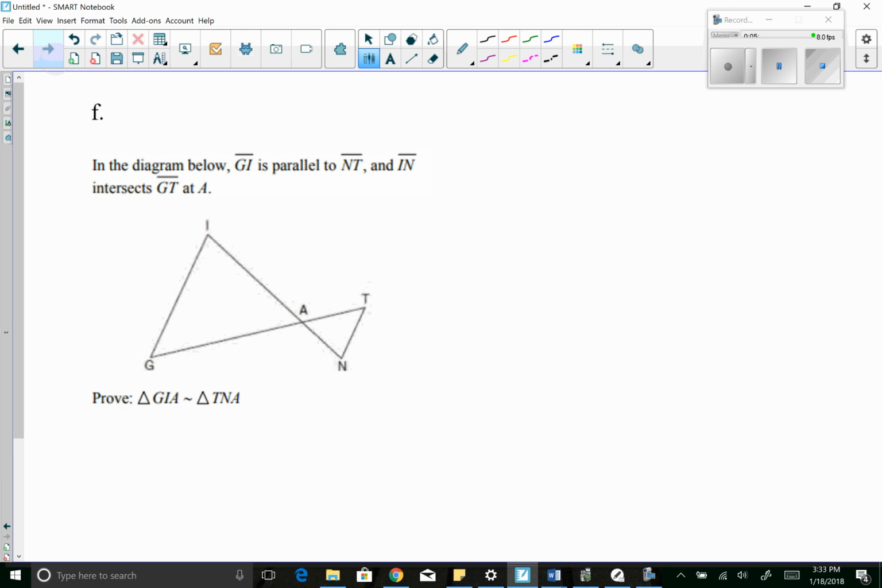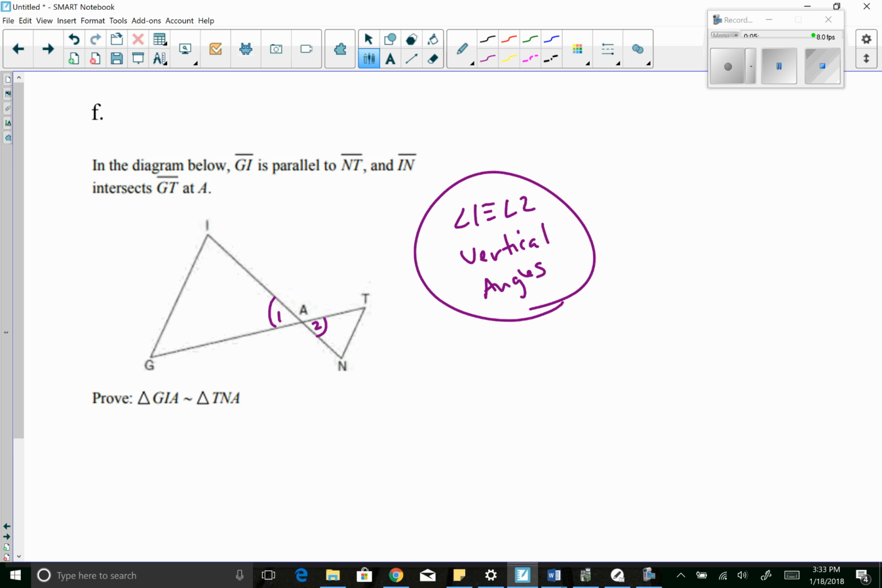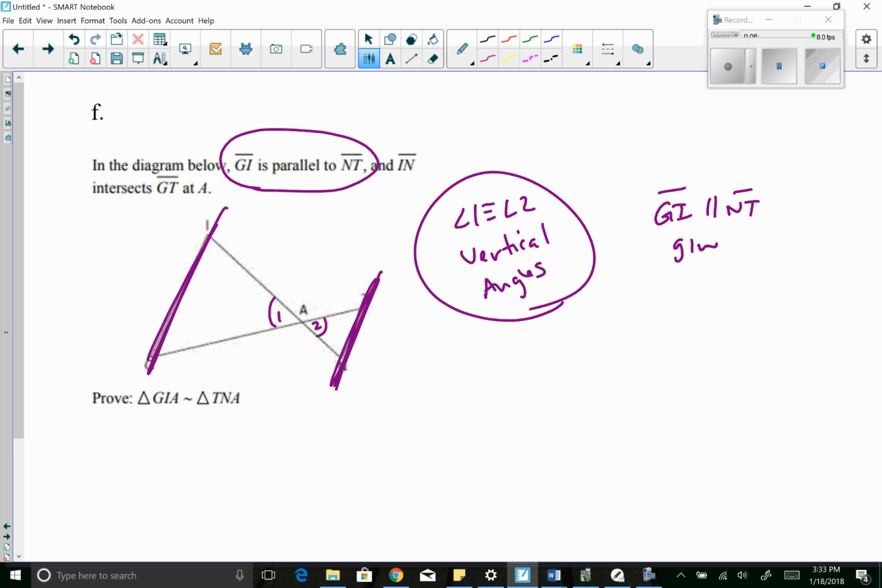F is the last question on the homework, and it's a natural proof, similar to what we did in class, almost identical to one of the ones that we did in class. So I can call this angle 1 and angle 2. Angle 1 is congruent to angle 2, vertical angles. I also know that GI is parallel to NT, it's given. These two things are parallel to each other. I know it doesn't use the symbol, I'm going to, and that's given.